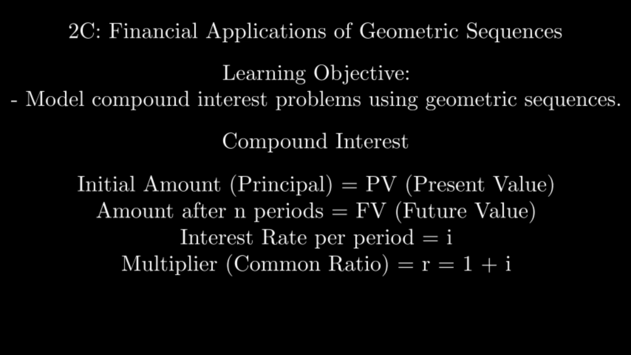The initial amount is our present value, or PV. The amount after some time is the future value, or FV. The interest rate per period creates a multiplier, our common ratio R, which is 1 plus the interest rate. A key detail is the compounding period. Interest is often quoted as an annual rate, but it might be calculated or compounded more frequently, like monthly or quarterly. If that happens, you have to adjust the rate and the number of periods. You divide the annual rate by the number of periods per year, and you multiply the number of years by that same number. Let's see this in an example.